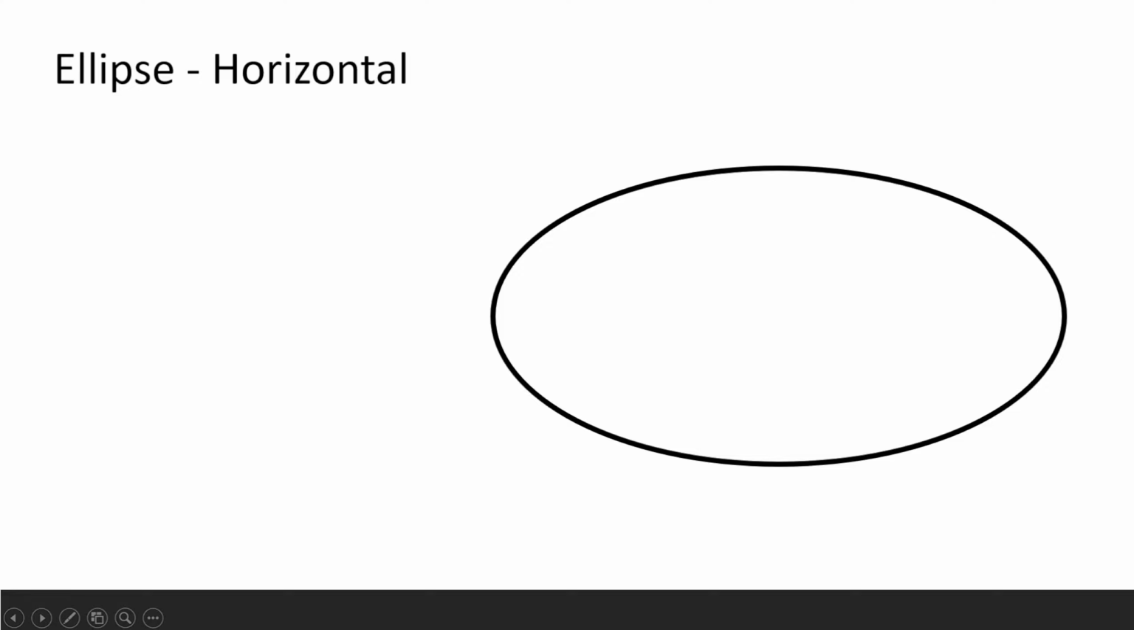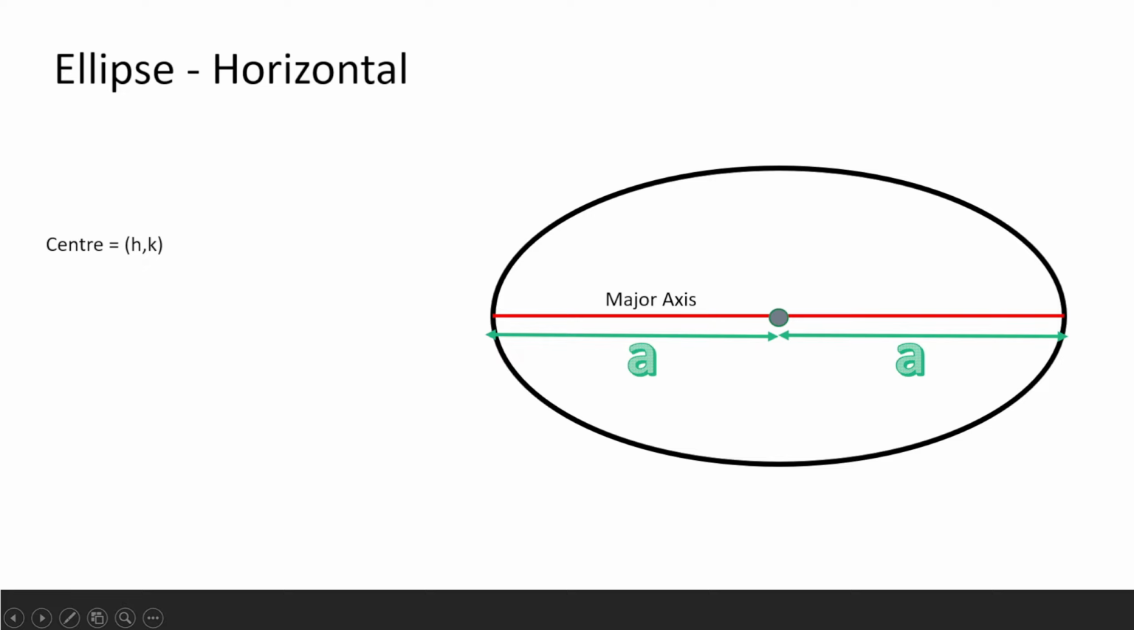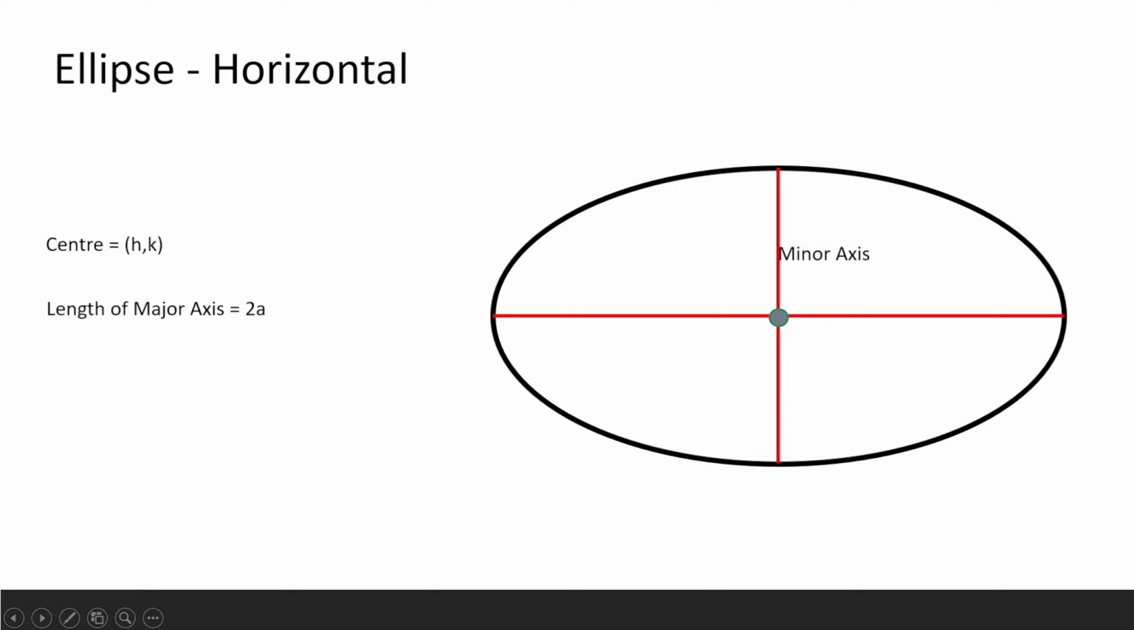So, there are a few properties to an ellipse. It has a center situated at (h, k). The center could be anywhere, so that's why we're using unknowns here. It has a major axis with length 2a. A here, A here. It also has a minor axis, which is shorter than the major axis, and it goes through the center point as well. Let's call its length 2b. B.